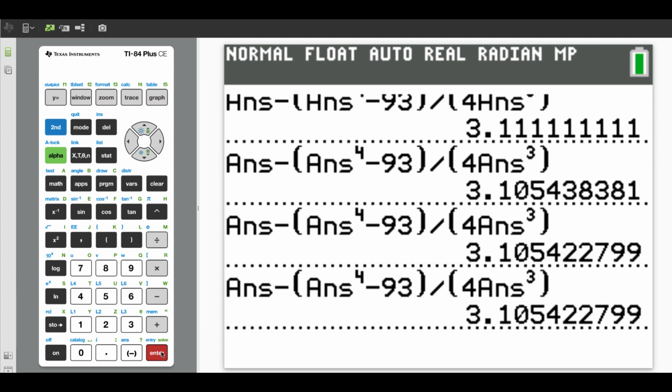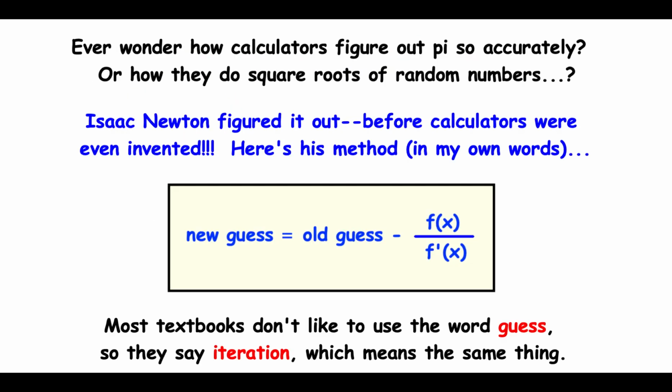So calculators work behind the scenes by using Isaac Newton's method. The new guess is the old guess minus original divided by derivative. Let's try another one.